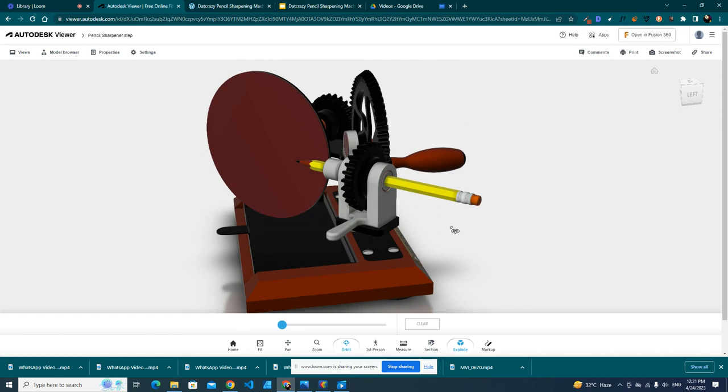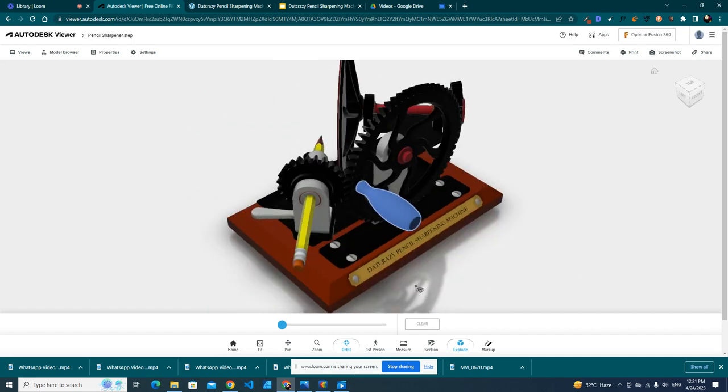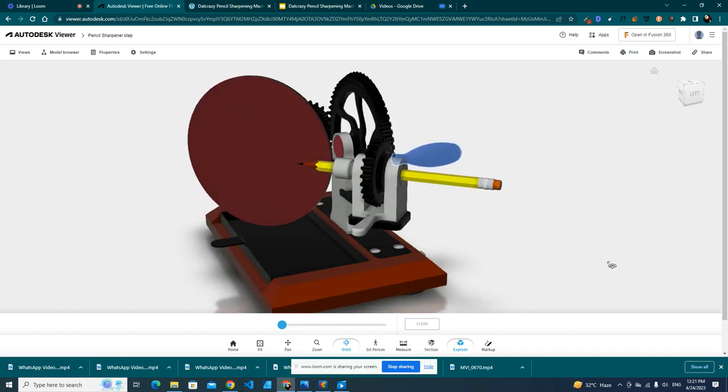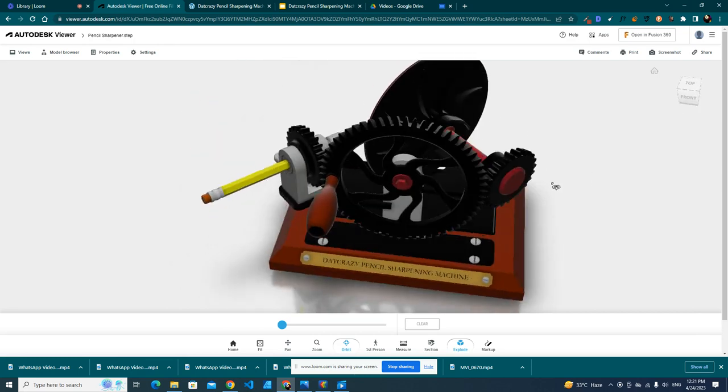So this is all metal and wood. This is the sandpaper, and this is the handle that you rotate to start rotating the pencil against the sandpaper. And this is how the pencil gets sharpened. This is the tray where all the shavings would fall off, and you can empty it whenever you like.